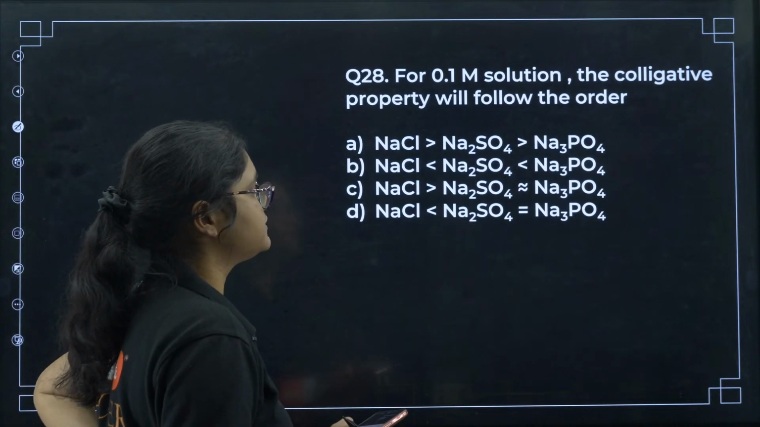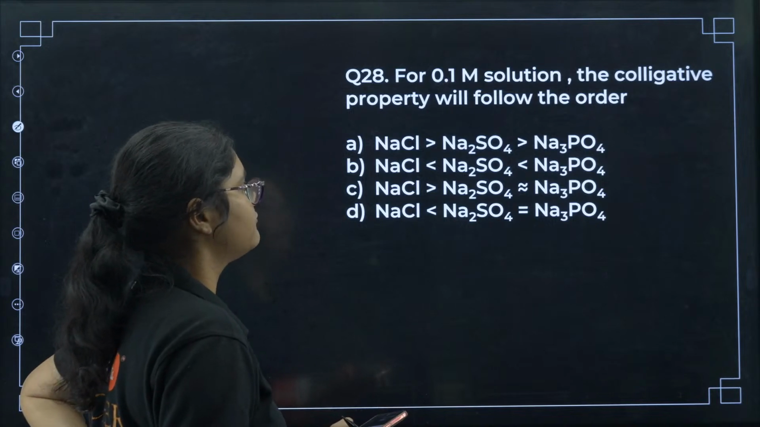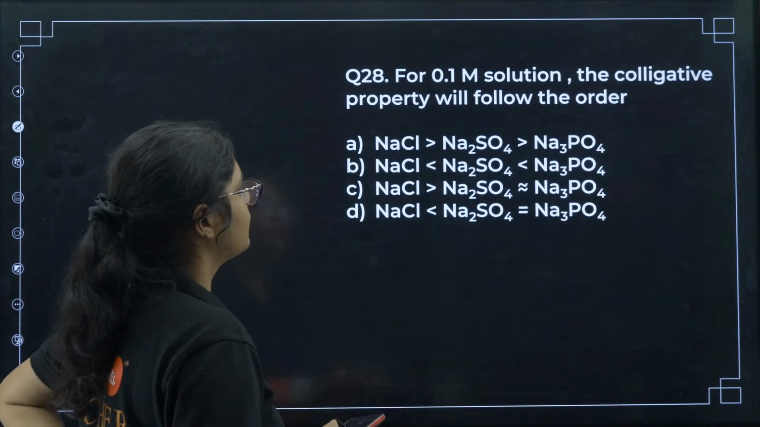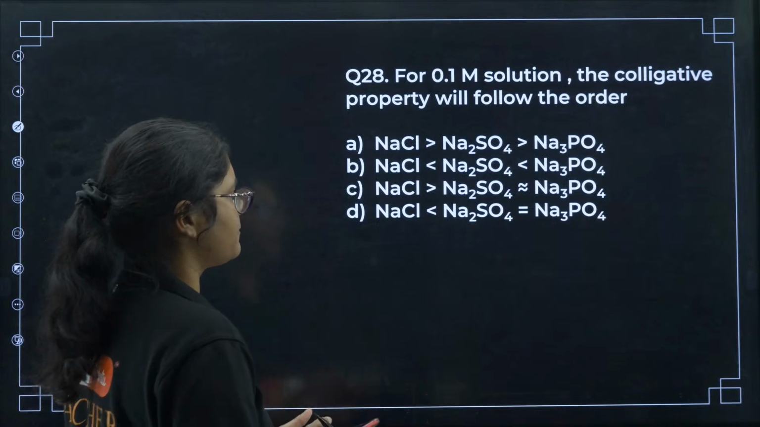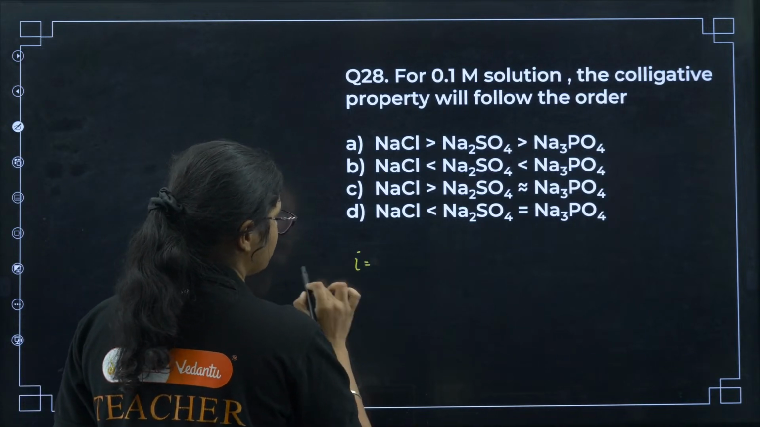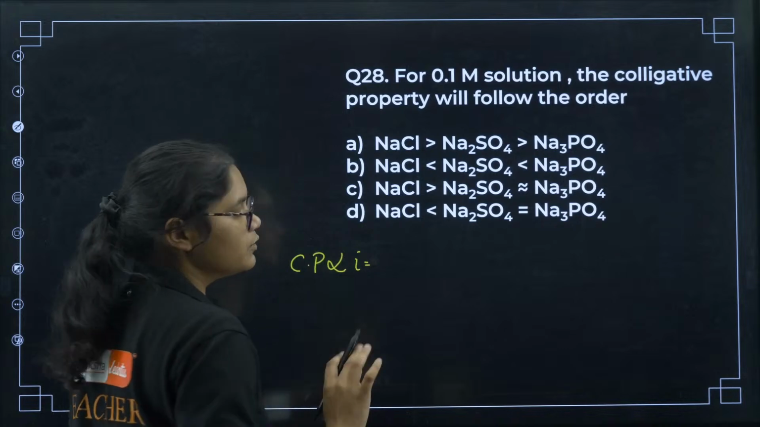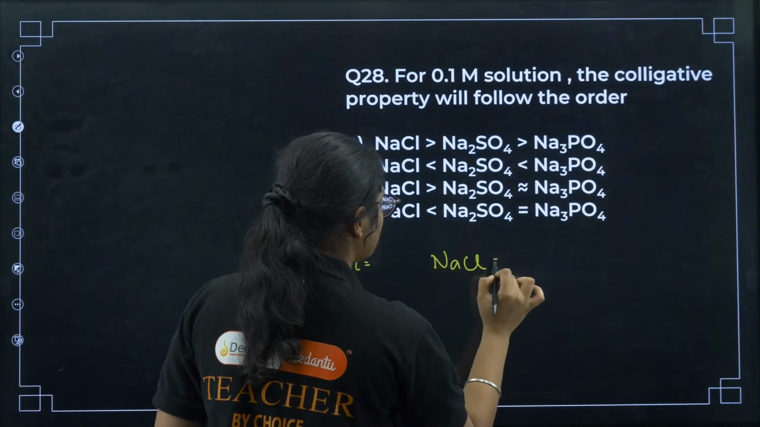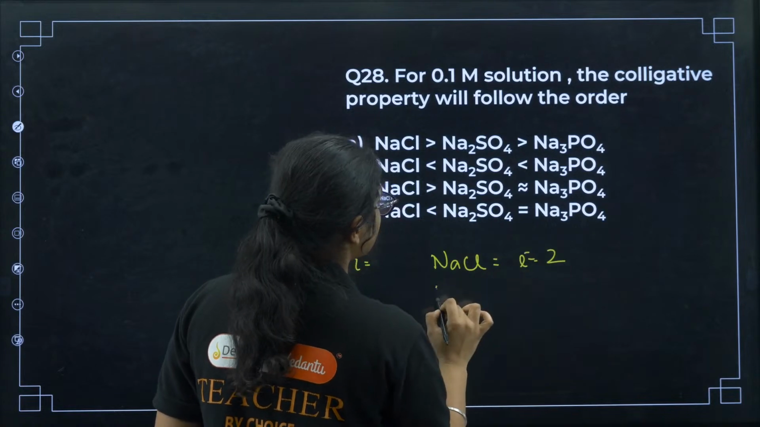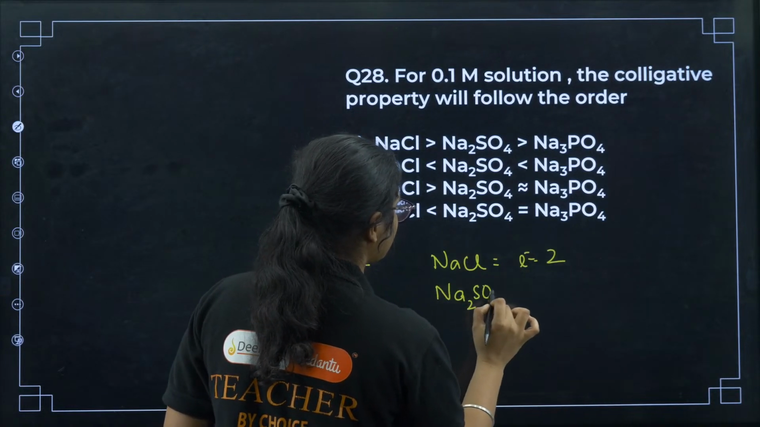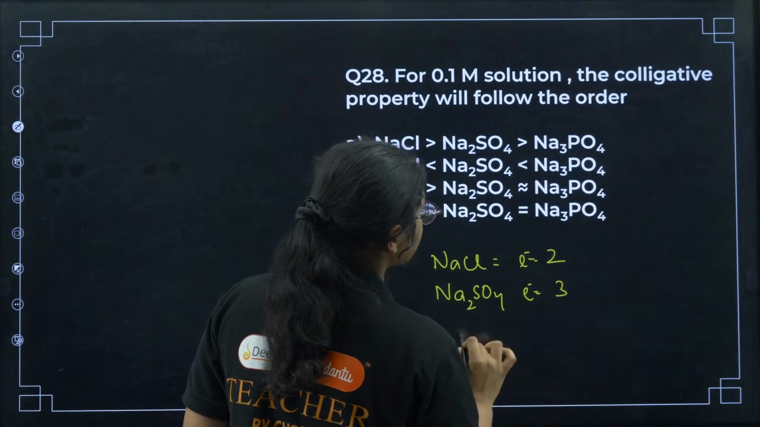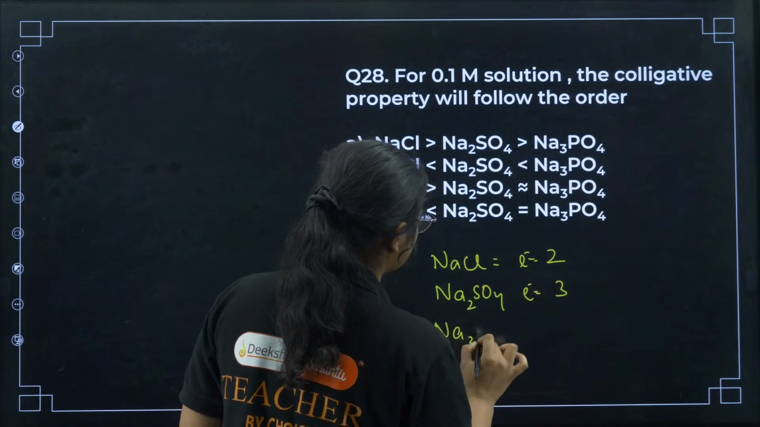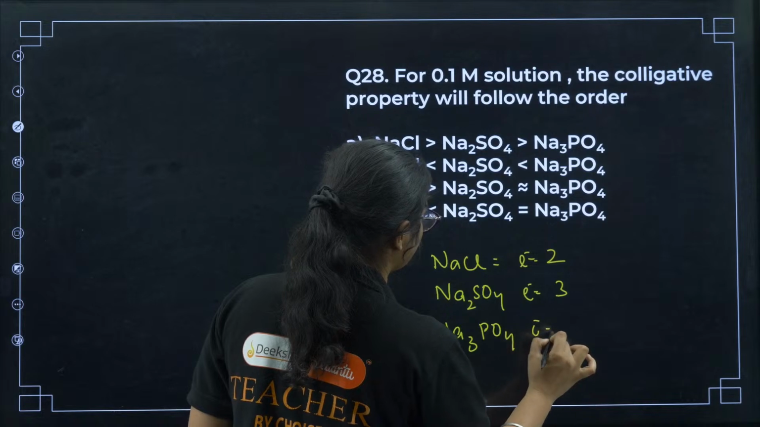For 0.1 m solution, the colligative property will follow the order. Any colligative property, we know, depends on the i value. Colligative property is proportional to the i value. So for NaCl, the i value is 2. Then you have Na2SO4, the i value is 3. Then you have Na3PO4, the i value is 4.